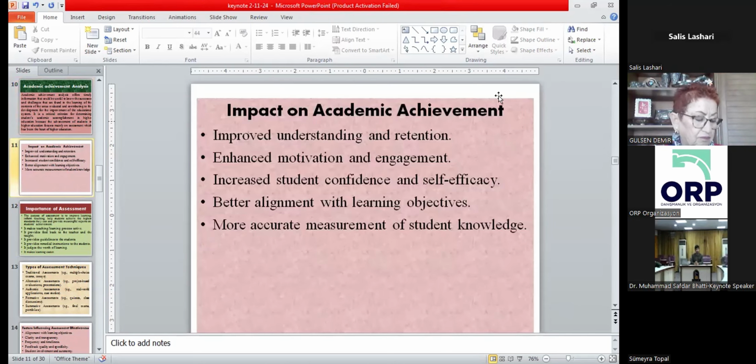What is the impact of academic achievement? Dear all, it gives us improved understanding and retention, enhanced motivation and engagement, increased student confidence and self-efficacy, better alignment with learning objectives, and more accurate measurement of the student's knowledge.